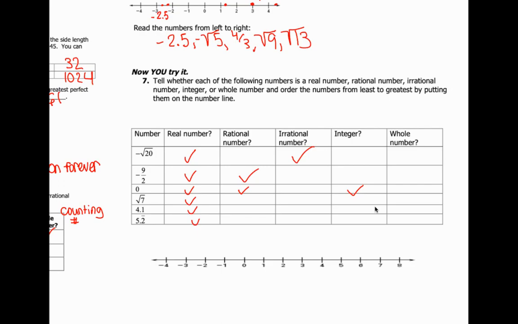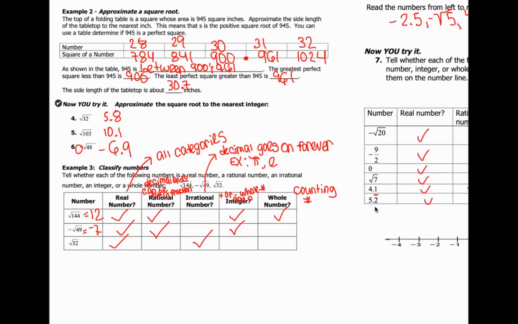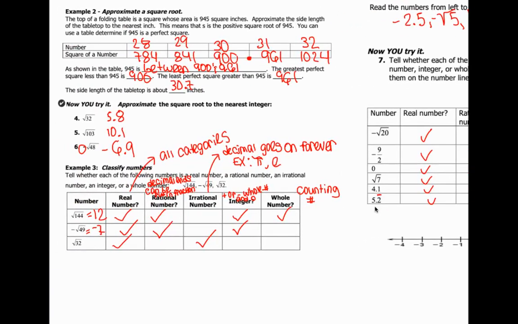Okay, continuing on, square root of 7. If you put that in a calculator, you get a decimal that goes on forever, so that's irrational. 4.1, that is considered rational because it's a decimal that ends. And then 5.2 with a bar, so that means that it is a repeating pattern, so that's also considered rational. Let me go back and add that over here. I forgot that. On rationals, it's a decimal that ends or a decimal that's repeating.